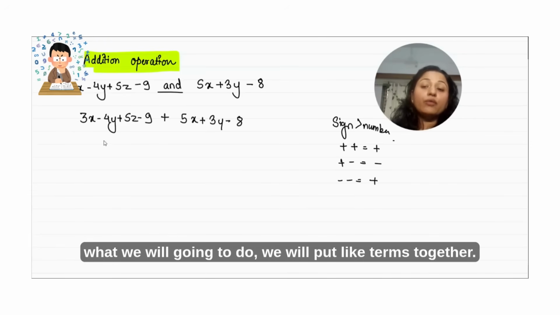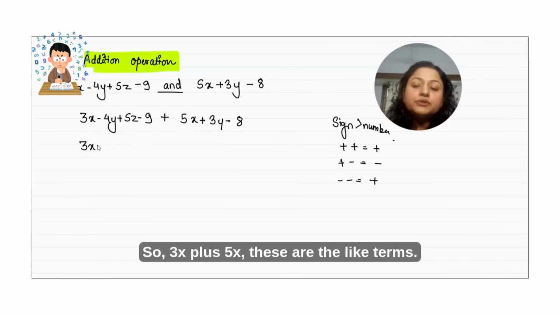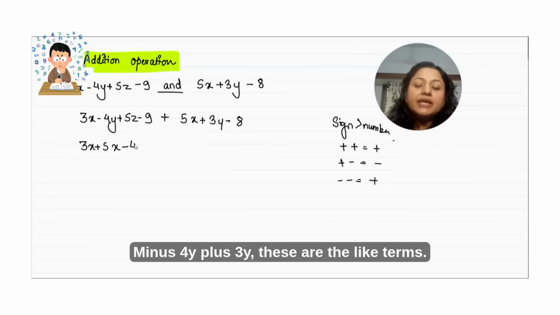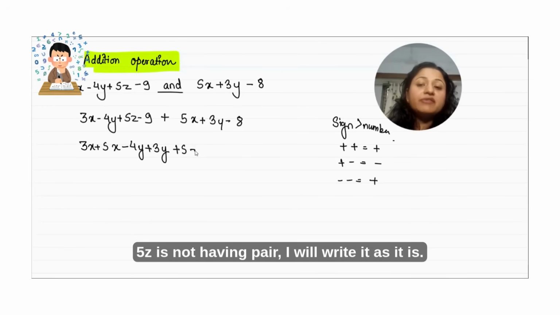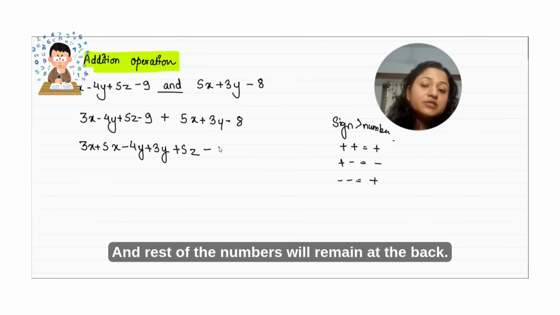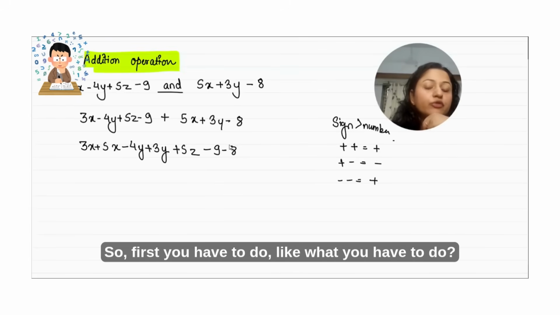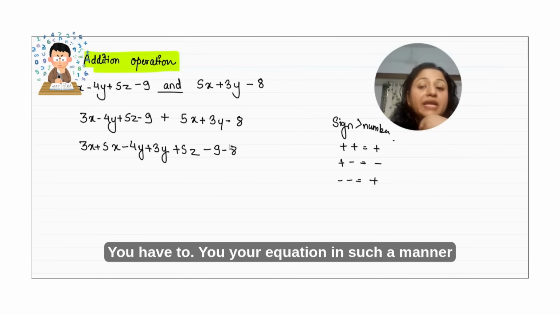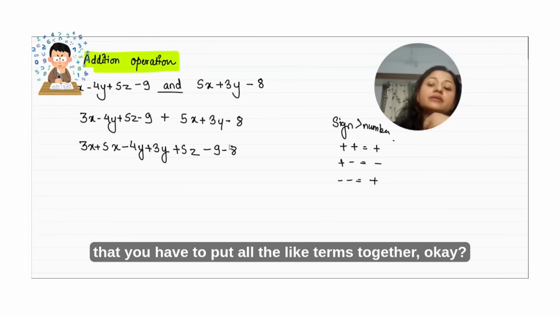Okay, now what we are going to do is put like terms together. So 3x plus 5x, these are the like terms; minus 4y plus 3y, these are the like terms. 5z does not have a pair, so I'll write it as it is, and the rest of the numbers will remain at the back. So first you have to arrange your equation in such a manner that you put all the like terms together.